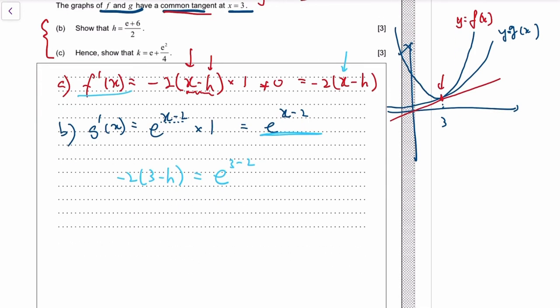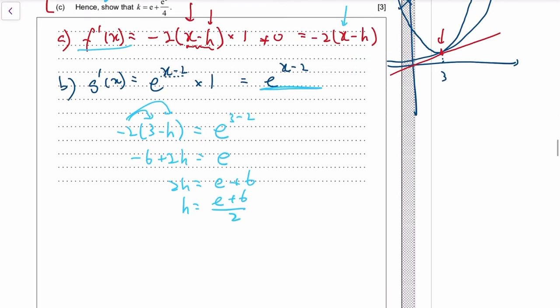Does it look like what they have? Maybe we expand this, so it's -6 plus 2h equals to e, because 3 minus 2 is 1. So we make x the subject, so we move the 6 to the right, and then divide. Oh, we got it. Okay, very nice.